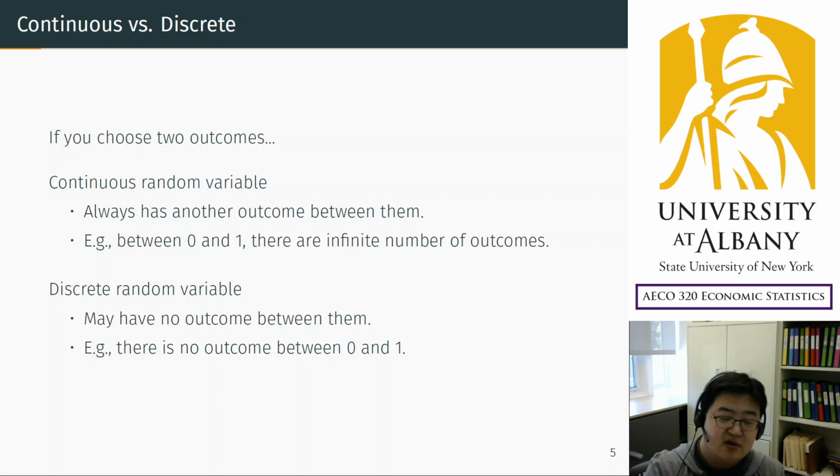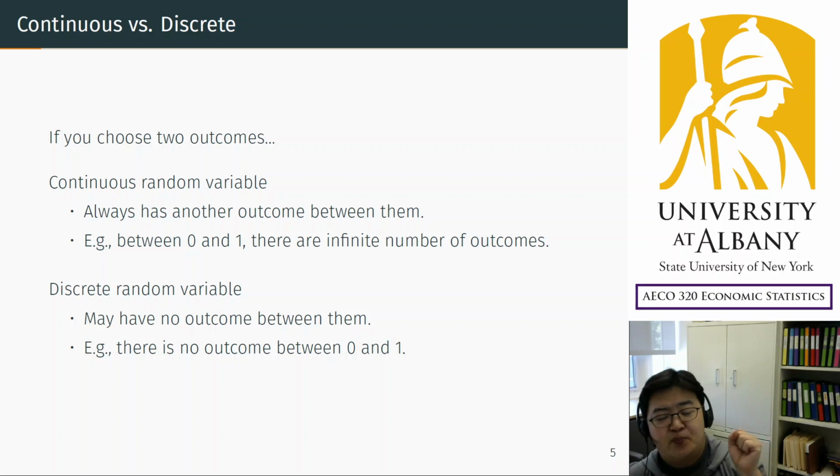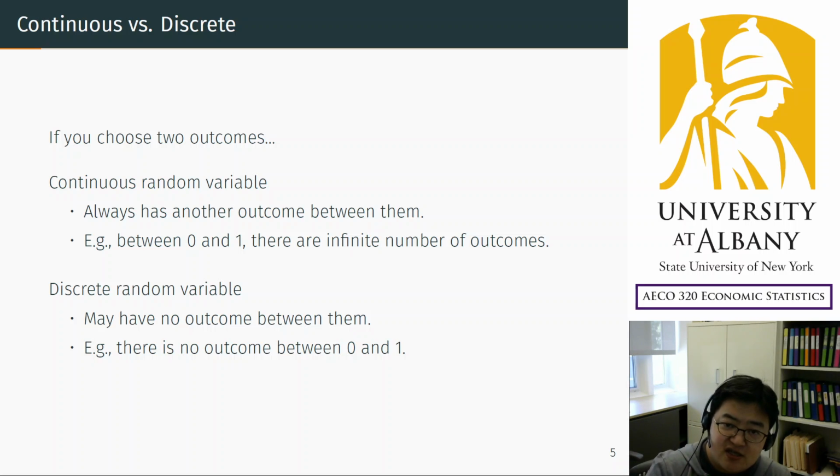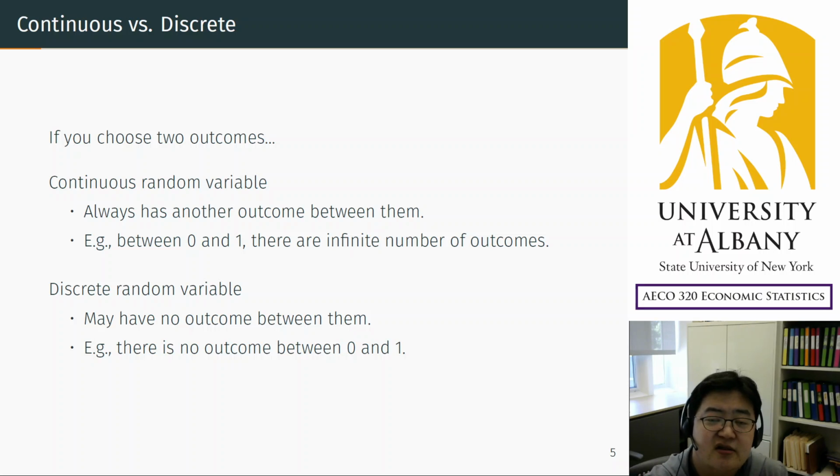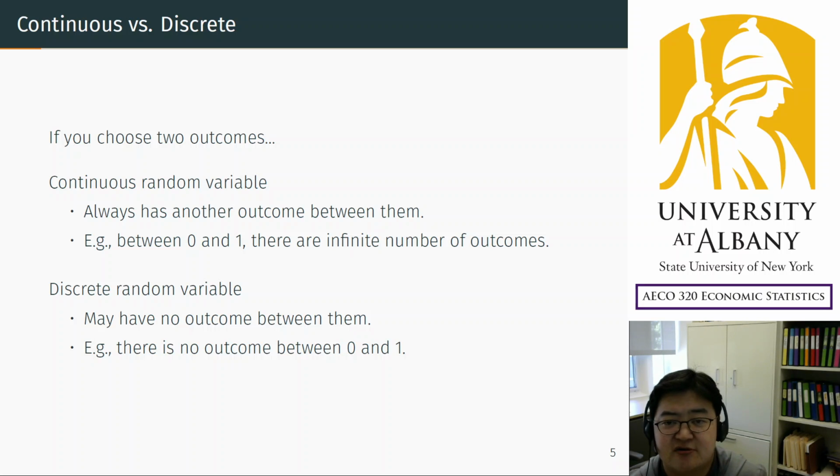For example, if you choose 0.000001 and 0.000002, still there is another number in between them. No matter what two numbers you choose, there is another number in between them. You can always make up another number that lies between two numbers. So that's the difference between a continuous random variable and a discrete random variable.